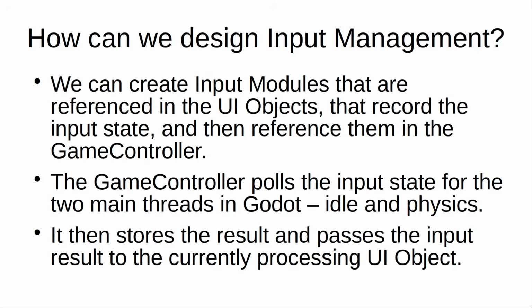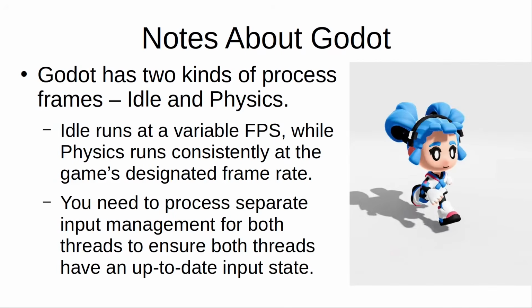The game controller pulls the input state for the two main threads in Godot, idle and physics. It then stores the result and passes the input result to the currently processing UI object, respective to idle and physics frame.